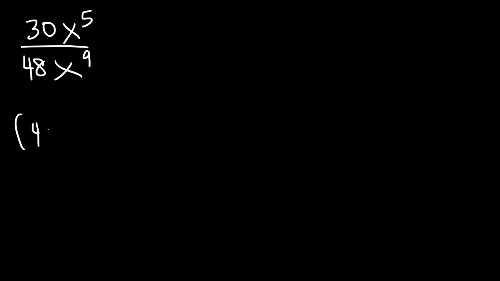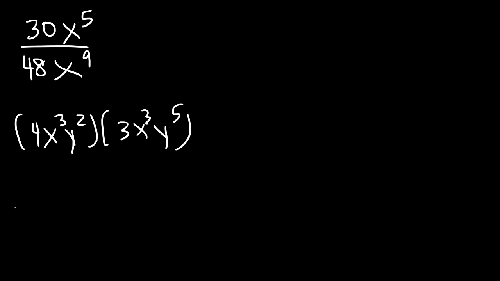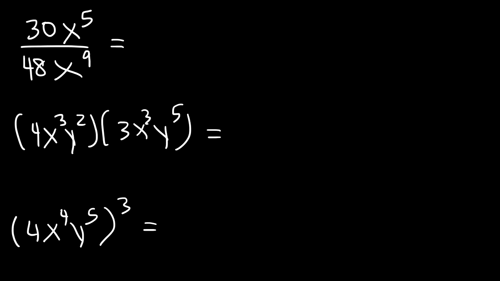Now let's try some other similar examples. Try these. 30x to the 5th divided by 48x to the 9th power. And then 4x cubed y squared multiplied by 3x cubed y to the 5th. And finally, 4x to the 4th y to the 5th raised to the 3rd power. So take a minute and work on these examples. Go ahead and pause the video, and once you finish, unpause it and check your work.